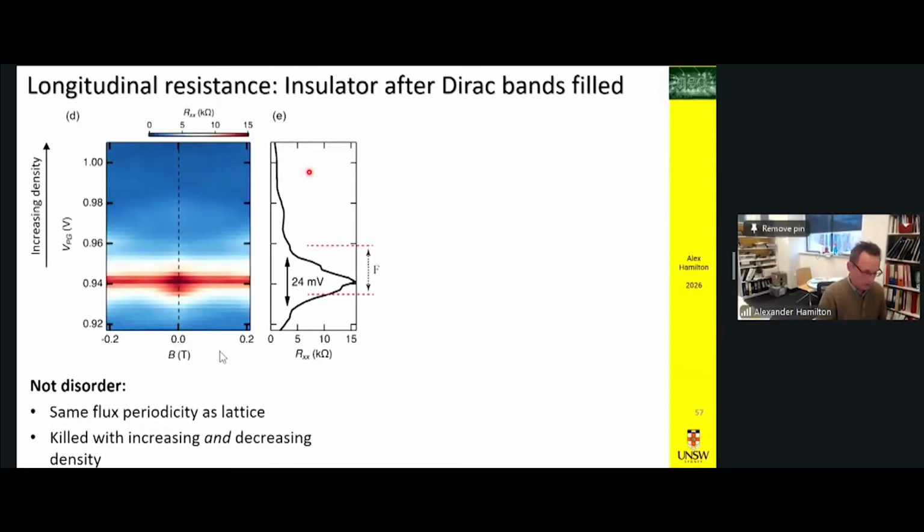So let's zoom in on just that big resistance peak. So this is just a close-up here as a function of magnetic field and carrier density. Red is high resistance, blue is low resistance. As I increase the number of electrons, you see the resistance go up and then come down. The width of this resistance peak, interestingly, is exactly equal to the distance from one band to the other band. So this resistance peak occupies a complete artificial band. It's killed with increasing and decreasing density, and this resistance peak has the same periodicity as the lattice.